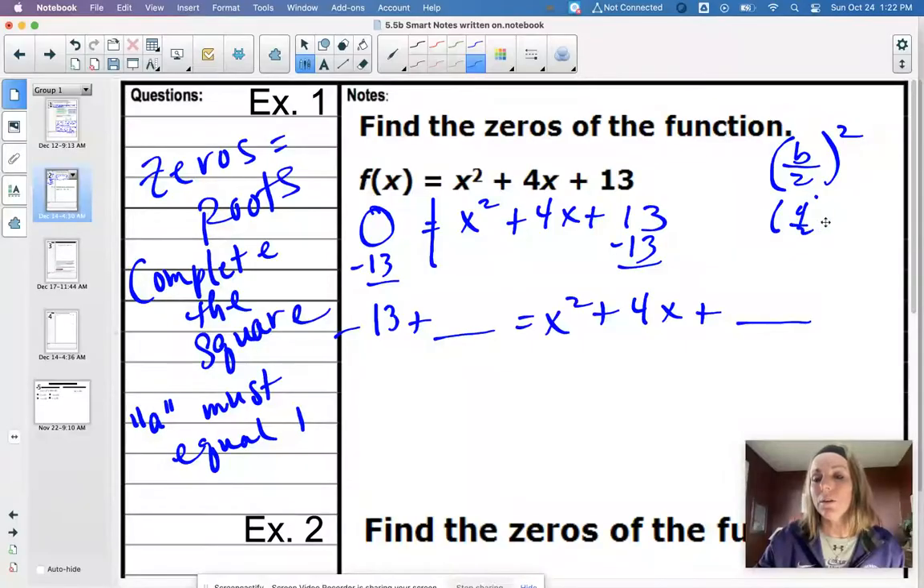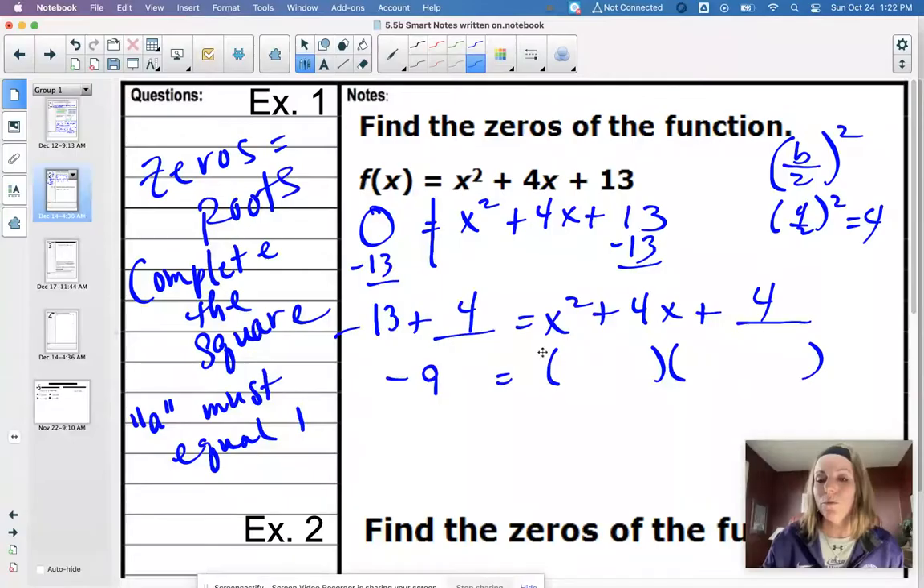b is 4. 4 divided by 2 is 2. 2 squared is 4. Negative 13 plus 4 is negative 9. And now we already know that this will factor into x plus 2, which is x plus 2 squared.